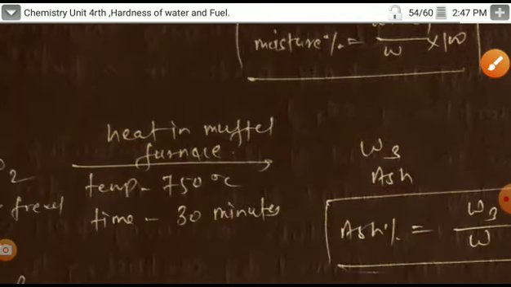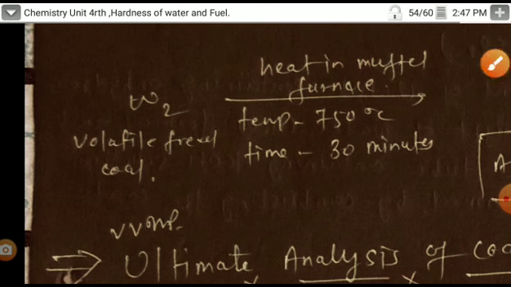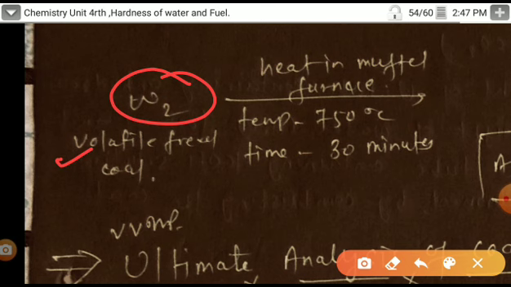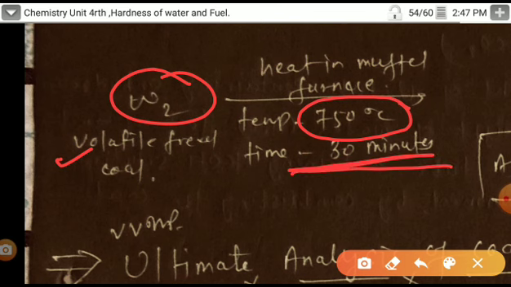The next process is to determine the ash percentage. For determining the ash percentage, you take the coal, that is the volatile as well as moisture free coal, into the same muffle furnace, and heat up to 750 degrees centigrade, and the time limit is 30 minutes. For the 30 minutes, the temperature of the muffle furnace remains constant at 750 degrees centigrade.